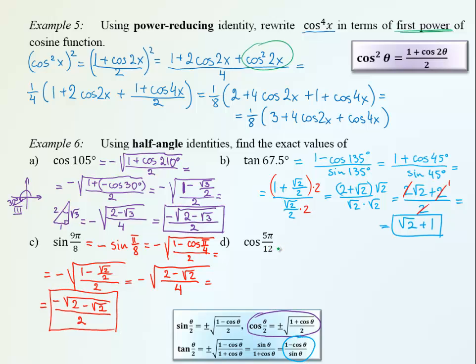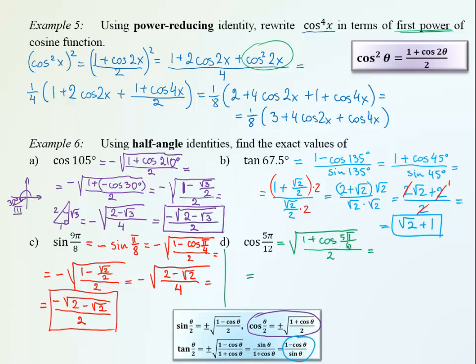The last example, cosine 5 pi twelfths. Let's follow the cosine of half angle. But this angle, as you can see, is less than pi half. Therefore, this is in the first quadrant, so we use the positive branch of this identity. It's positive root of 1 plus cosine of double this angle. Double 5 pi 12 is 5 pi 6, everything over 2.